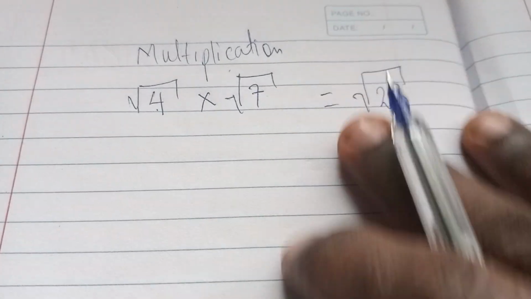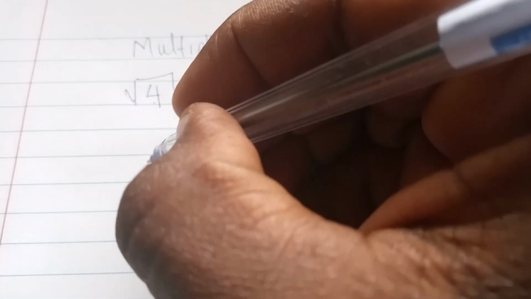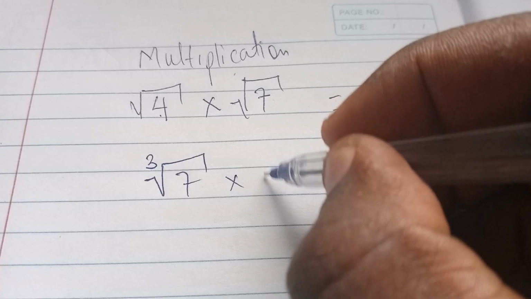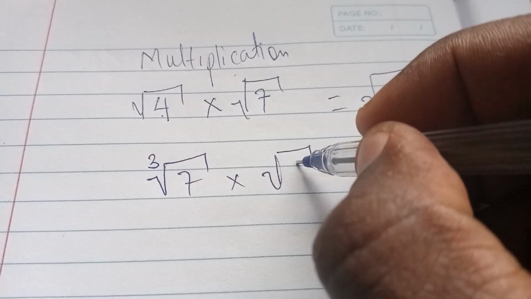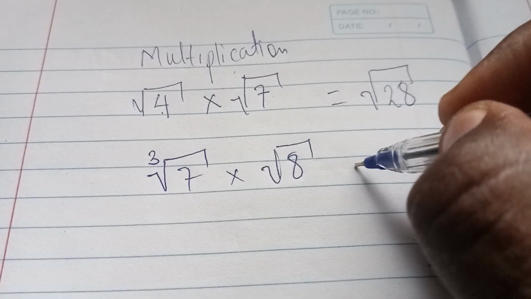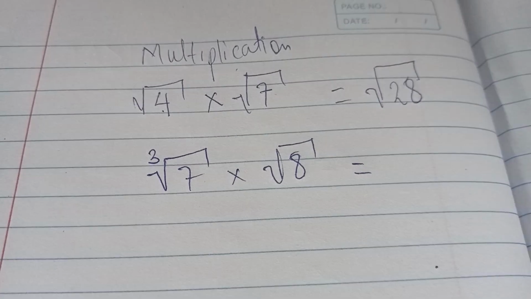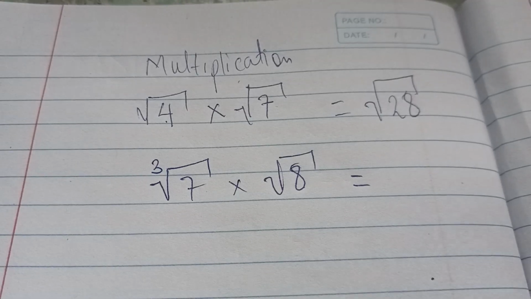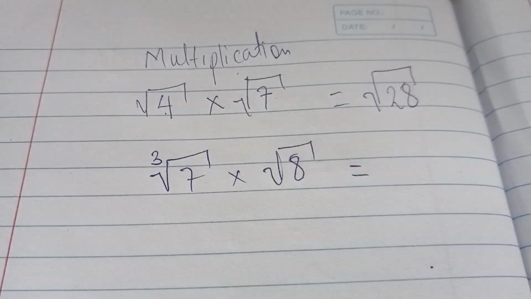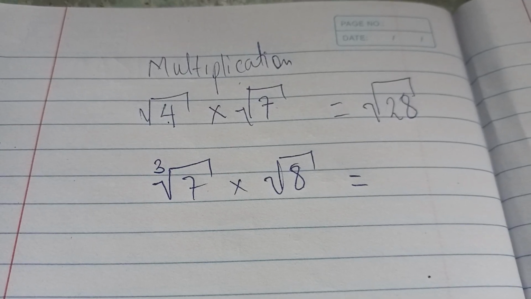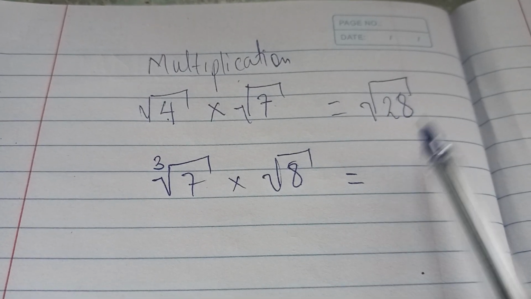Very simple, you see. So if they were different, for instance, cube root of 7 times square root of maybe 8, this one we couldn't have simplified any further. We can't multiply them. We can only multiply if the powers of the radicals are the same, you see.